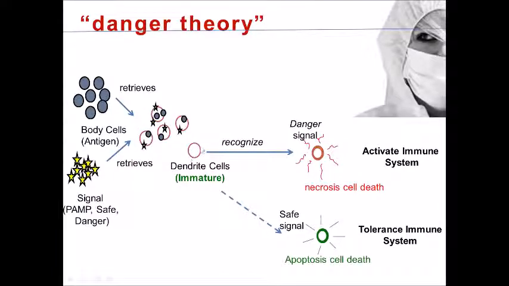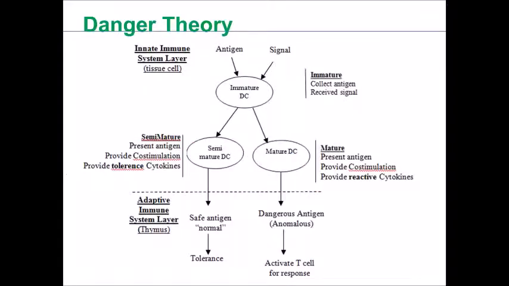So during the maturity process, after the dendritic cell collects these two signals and also the body cell, it will die either as mature or semi-mature. Mature means necrosis cell death. Semi-mature is apoptosis, or safe, normal death. So this is the concept of the danger signal algorithm, danger signal theory. It is also related to the anomaly detection problem.